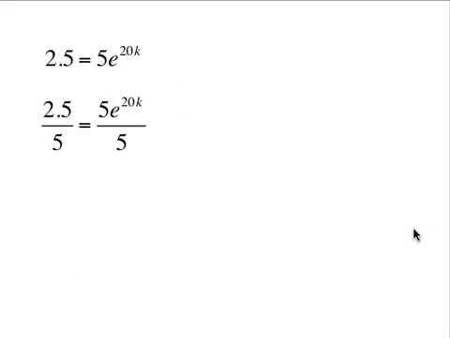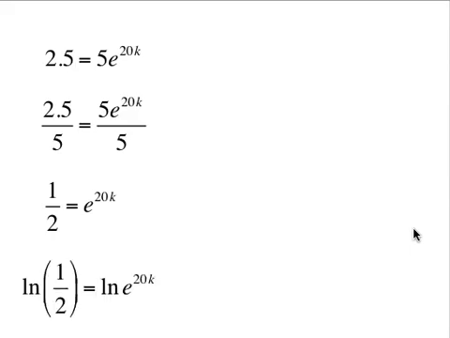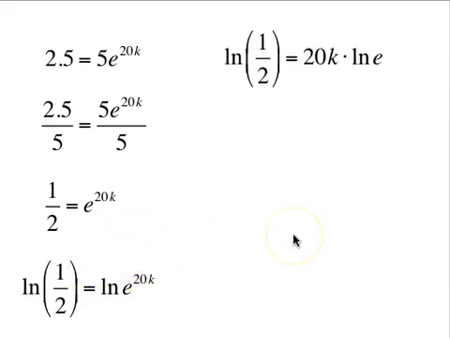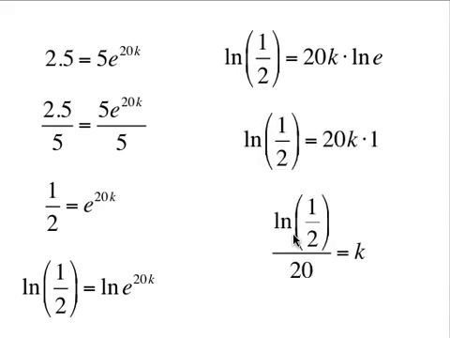Divide both sides by 5, and I get a half is e to the 20k. Hitting both sides with the natural logarithm, natural log of a half is natural log of e to the 20k. The 20k can come down in front of the natural log of e. Natural log of e is just 1. So we divide both sides by 20, and I get k is natural log of a half divided by 20, which is approximately negative 0.03466. K is negative. It is decaying.